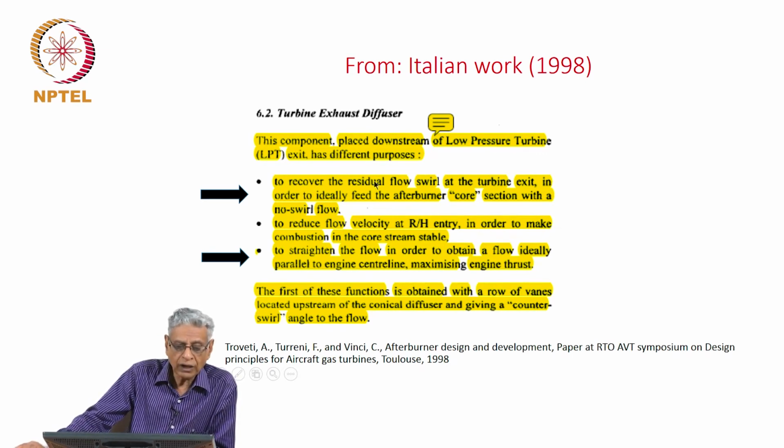One, to recover the residual flow swirl at the turbine exit in order to ideally feed the afterburner core with no swirl flow. To reduce the flow velocity at the entry in order to make combustion in the core stream stable. To straighten the flow in order to obtain a flow ideally parallel to the engine center line, maximizing the engine thrust. The first of these functions is obtained with a row of vanes located upstream of the conical diffuser and giving a counter swirl angle to the flow.